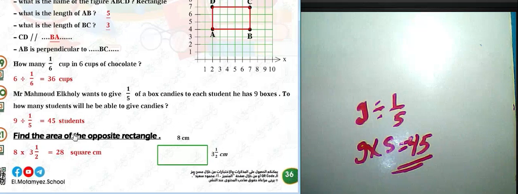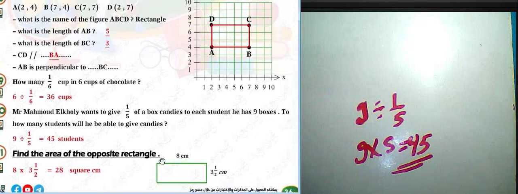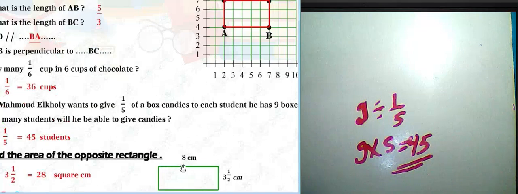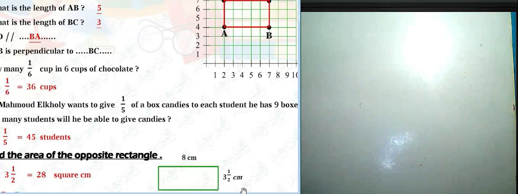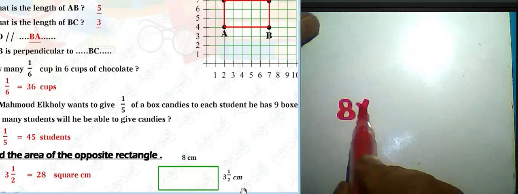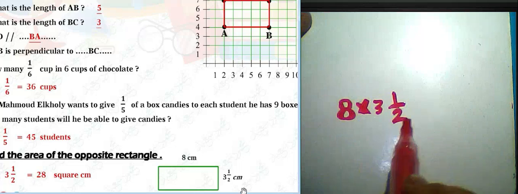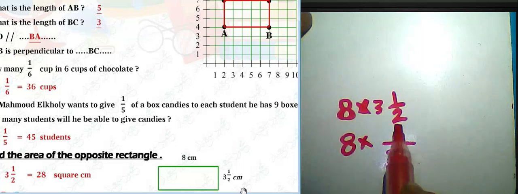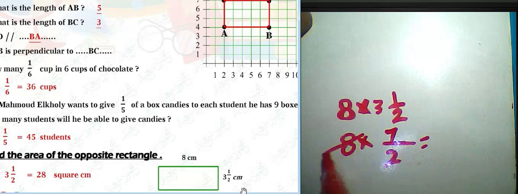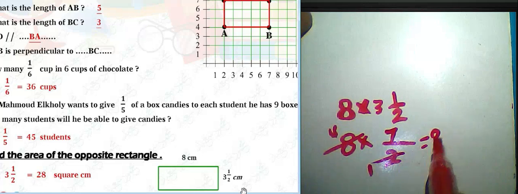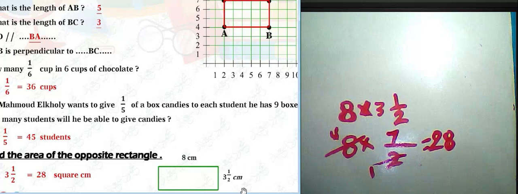Find the area of the opposite rectangle. Area equals length times width. Okay, 8 multiplied by 3.5. By converting, 8 multiplied by 3.5, write it here as a fraction and write 2 in the denominator. 2 times 3 equals 6 plus 1 equals 7. 8 divided by 2 equals 4. 4 times 7 equals 28. The result will be 28 square centimeters. It's the area of the rectangle.